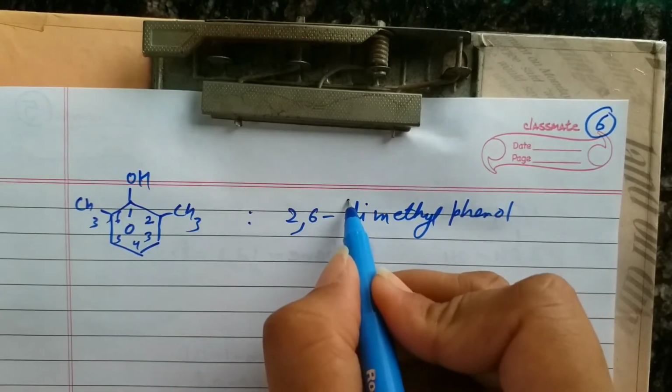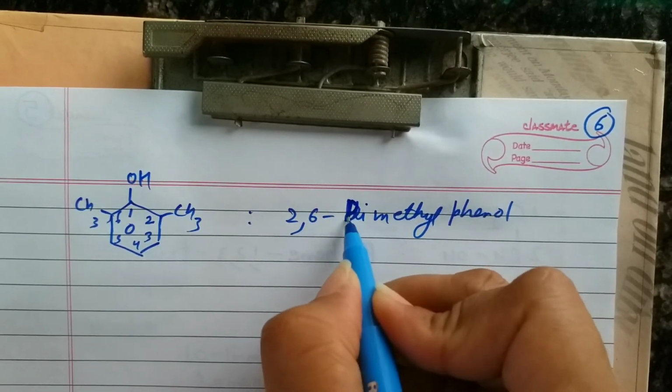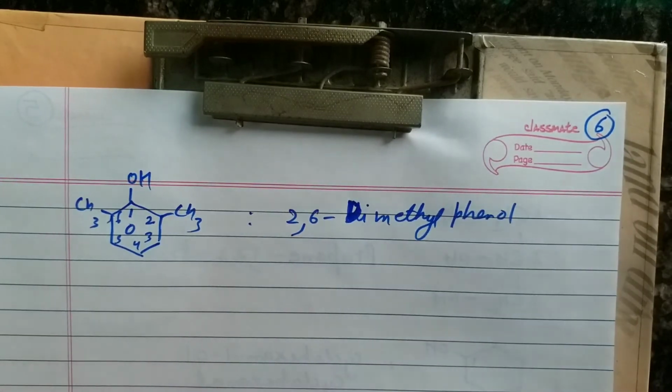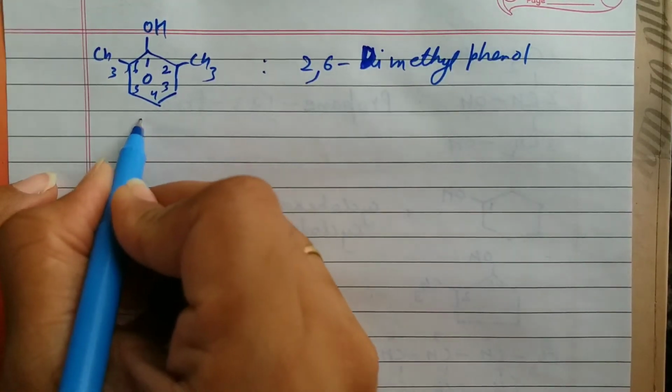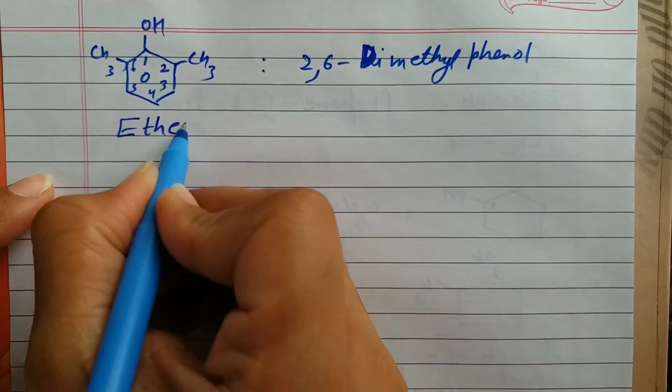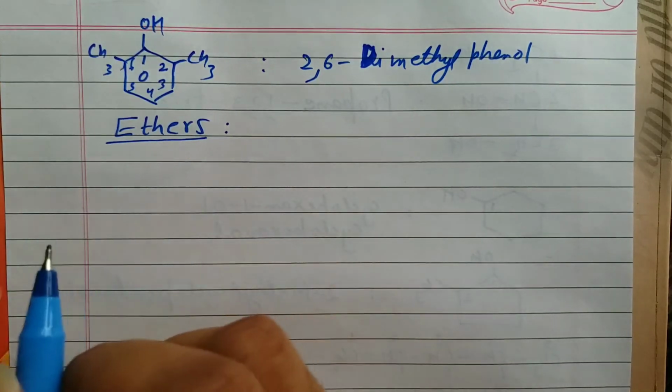And just make a correction that D has to be capital. When you start the name, the first alphabet that you write is capital. So 2,6 Dimethyl phenol. And now I am moving on to the nomenclature of ethers. We have seen it for alcohols and phenols, and now we are going to look at the nomenclature of ethers.